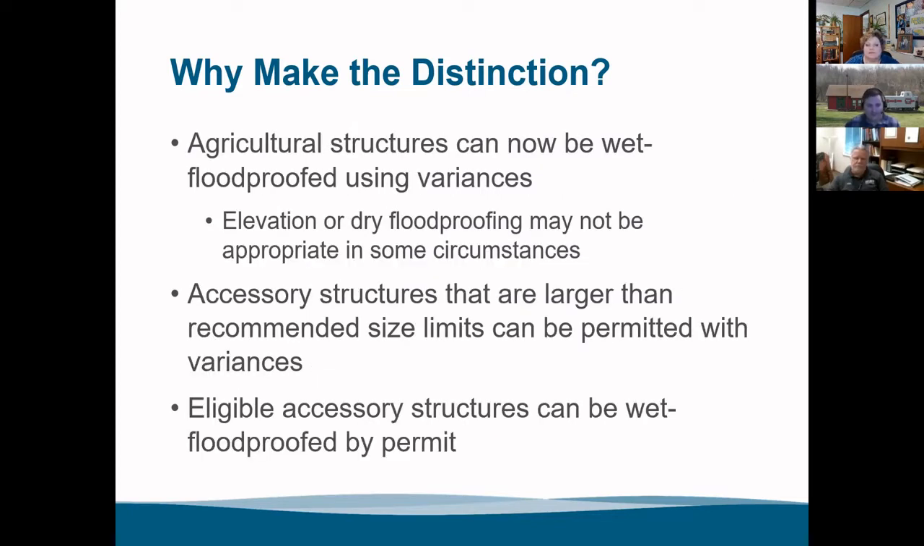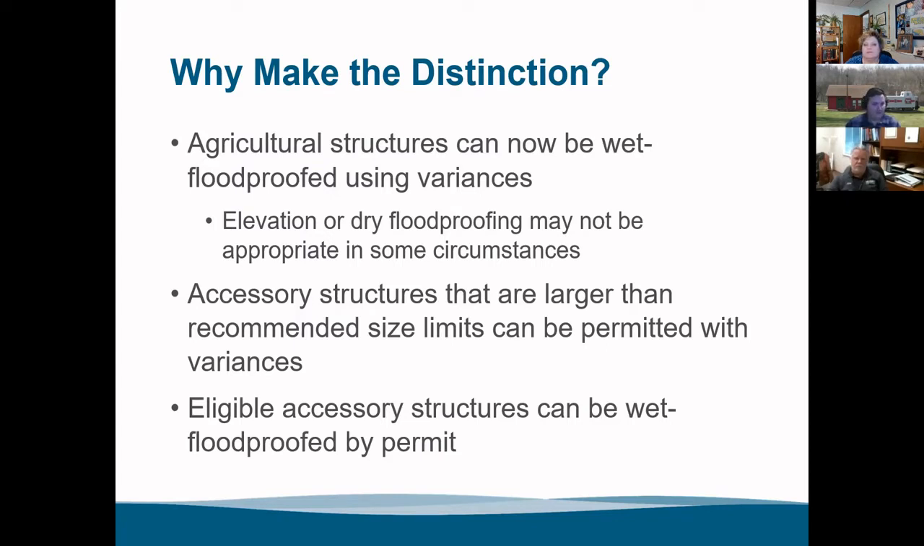Additionally, this opened up new options for floodplain administrators to permit these structures. So agricultural structures, if they are defined as such, can now be wet flood proofed using variances. Of course, you still need the permit to go along with it, but the variance would allow for wet flood proofing, where elevation or dry flood proofing may not be appropriate in some circumstances.